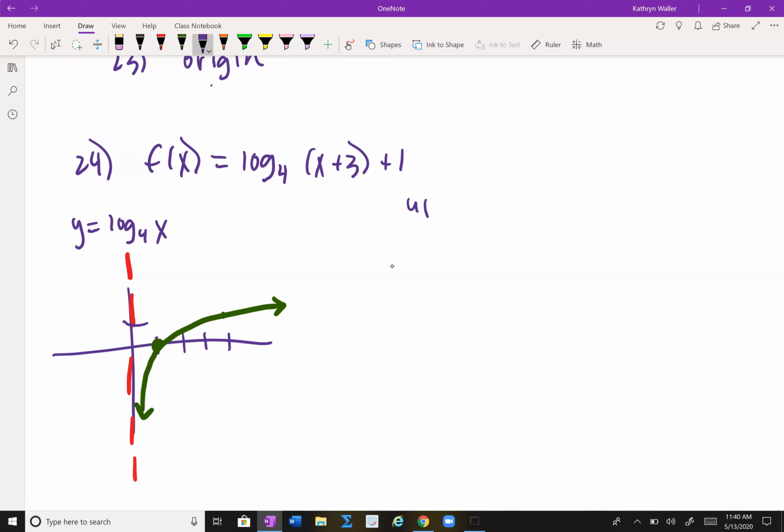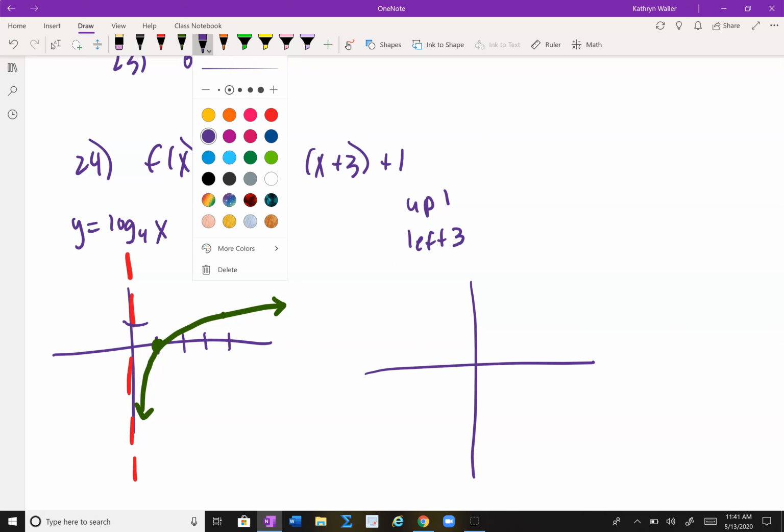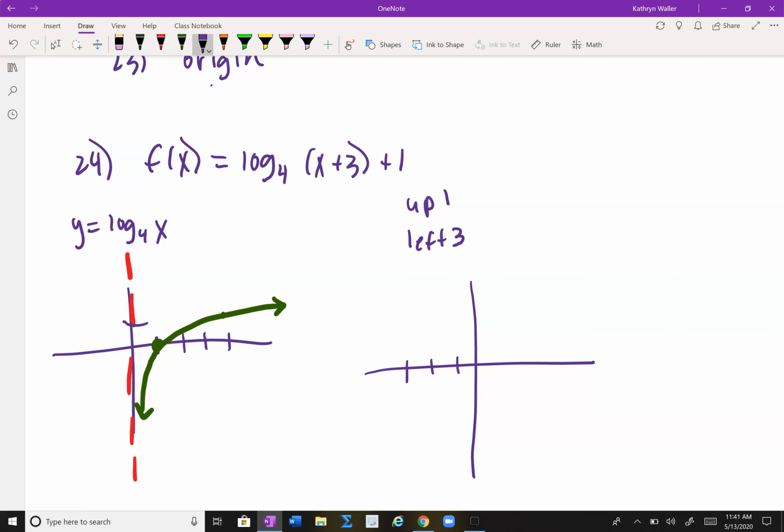The +1 tells me to go up 1. The +3 tells me to go left 3. So I'm just going to do those both in one step. So I always do my asymptote first. So I'm going to go left 3. There's my asymptote.